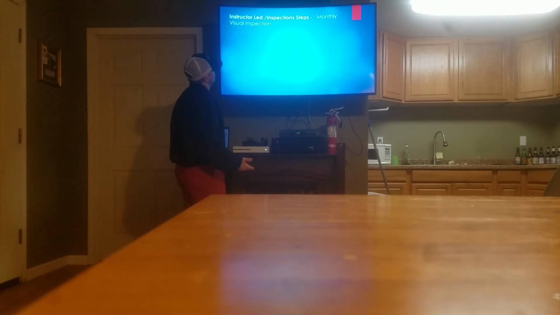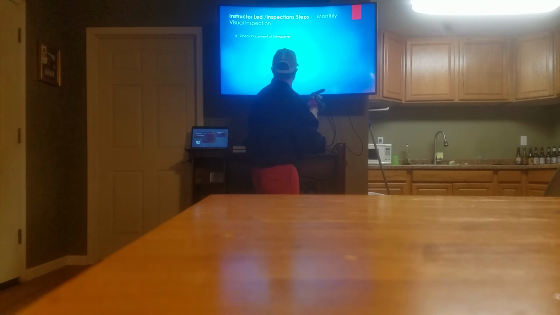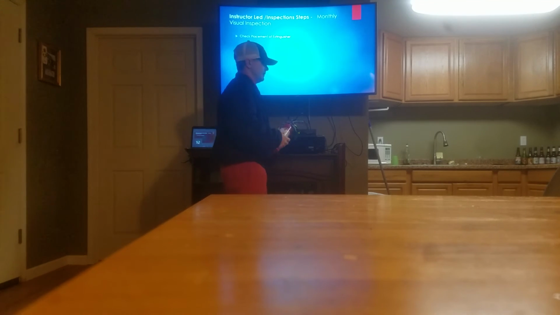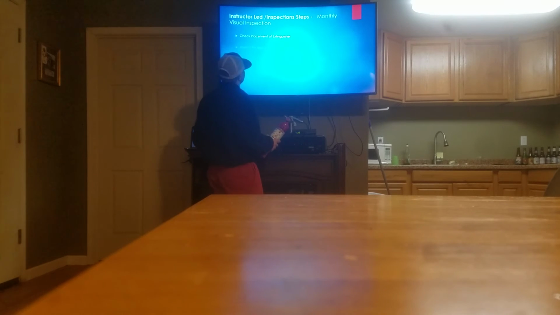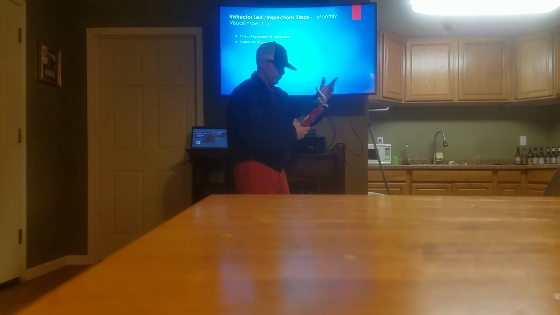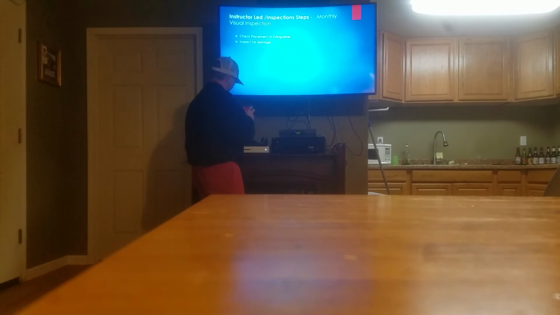At this point, we're going to do the instructor-led inspection steps. It's a monthly visual inspection, right? First thing I'm going to do is check the placement of the extinguisher. We talked about that, making sure that the extinguisher is in the correct place. Next, I'm going to inspect for damage. I'm looking all over here for damaged handles, damaged cylinders. I'm just giving it a good overall look underneath, by the gauge area, inspecting it all.